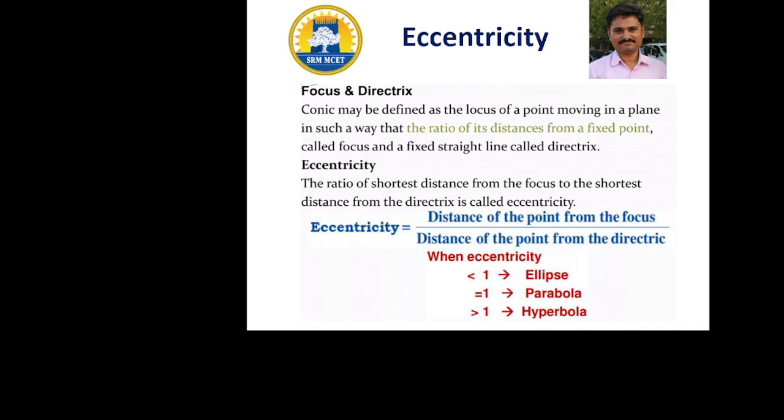method. What is eccentricity? Eccentricity is the distance between the focal point and the vertex divided by the distance between the vertex and the directrix. If this ratio is less than 1, then we get a conic section called an ellipse. If both distances are the same, then we get a parabola curve. If eccentricity is greater than 1, then we get a hyperbola.